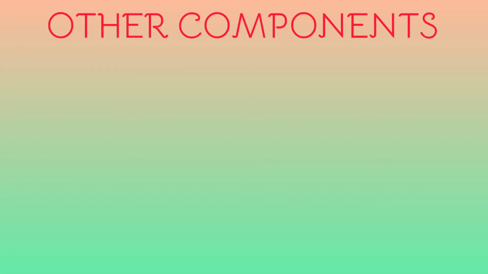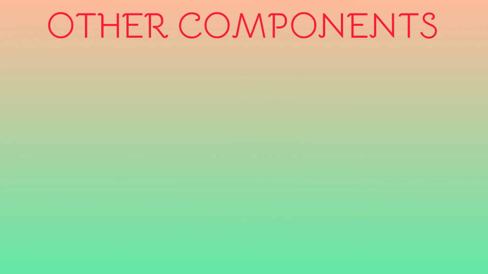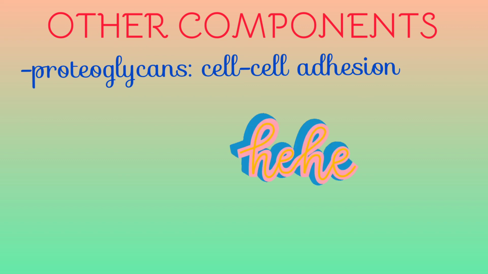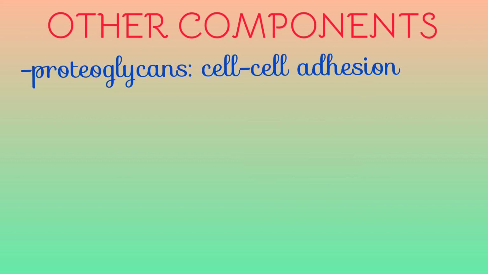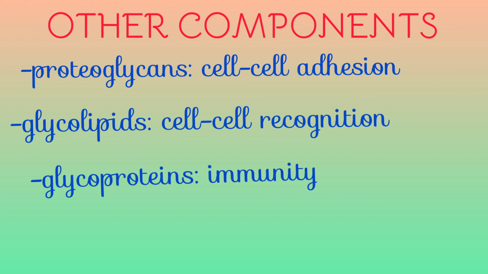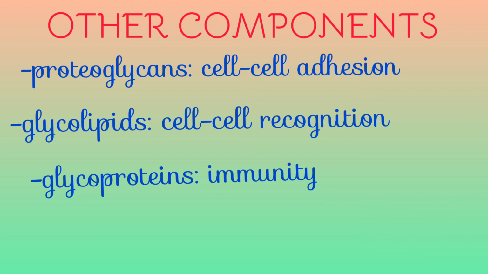Other components of the cell membrane are proteoglycans. Who could have thought a word would be so hard to say? Okay, we have proteoglycans for cell-cell adhesion, glycolipids for cell-cell recognition, and also glycoproteins for immunity. Now, glycoproteins are like the Achilles heel of this whole system because it is through them that a virus usually gets into the cell.